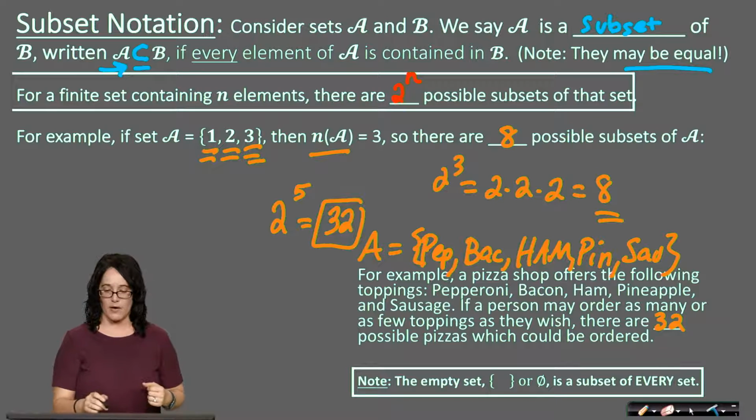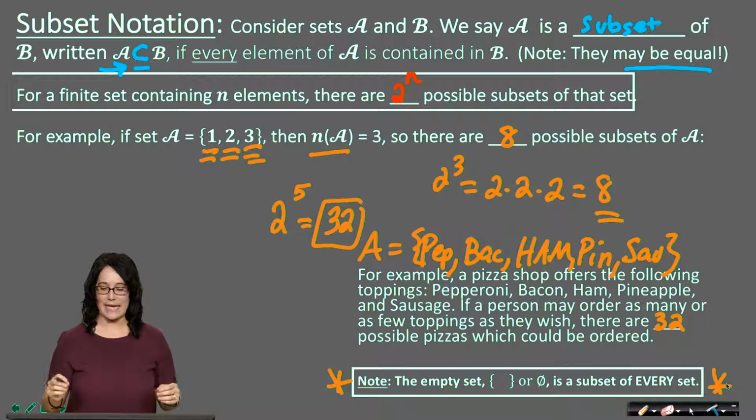Okay. Finally, one more note to this slide before we go practice. We say that the empty set, remember that's the set with the braces and nothing inside. It's also written as the circle with the line through it. The empty set, this is really important to put in your notes. I'll put a little star and another star just to make sure you see it. The empty set is a subset of every set.